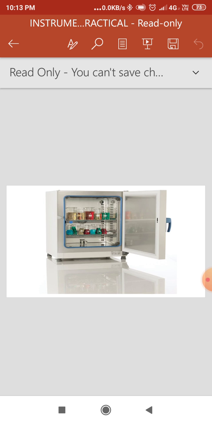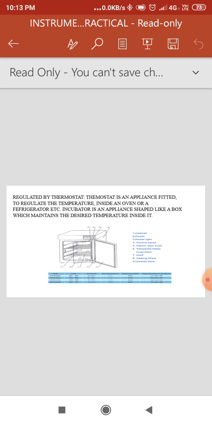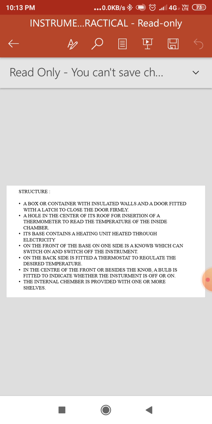And what are the uses of this incubator, we will see now. See here, this is the given principle: it works by a thermostat. A thermostat is an appliance fitted to regulate the temperature inside the oven. As I told you just now, this is the structure of this autoclave, sorry, incubator.